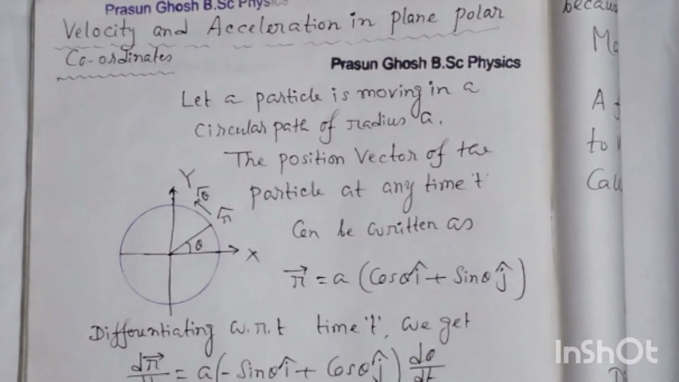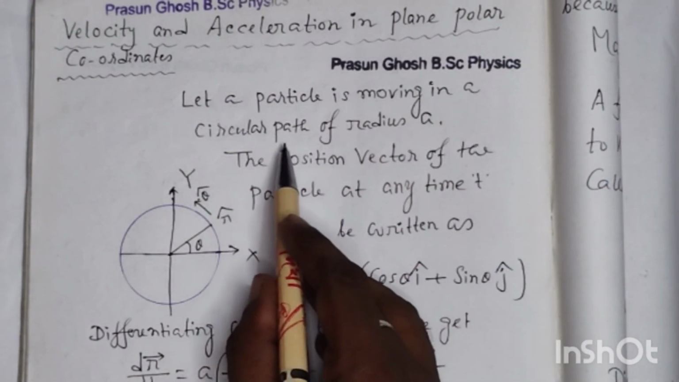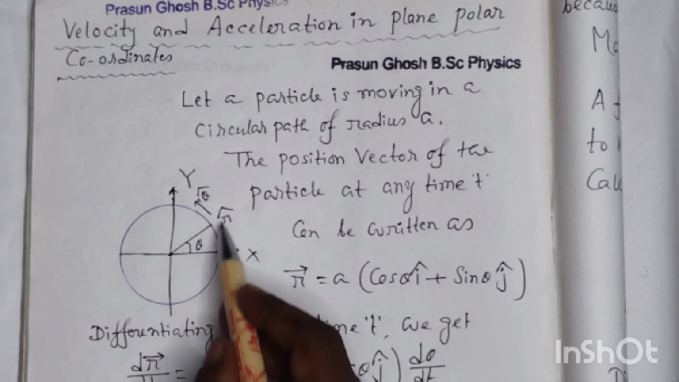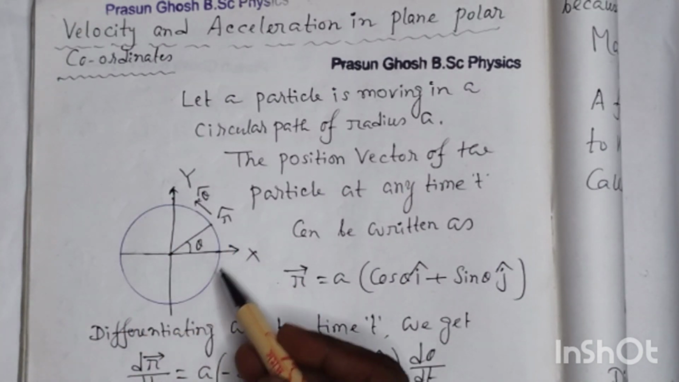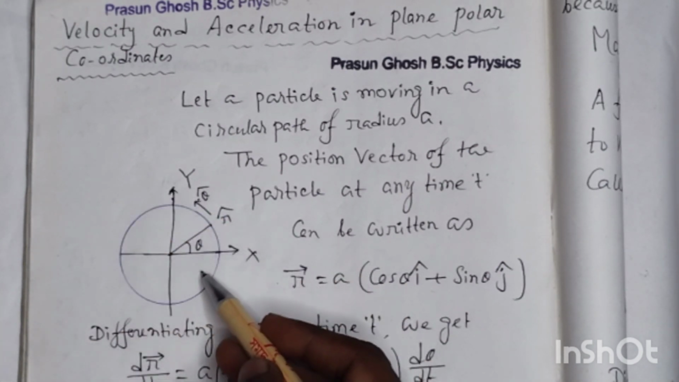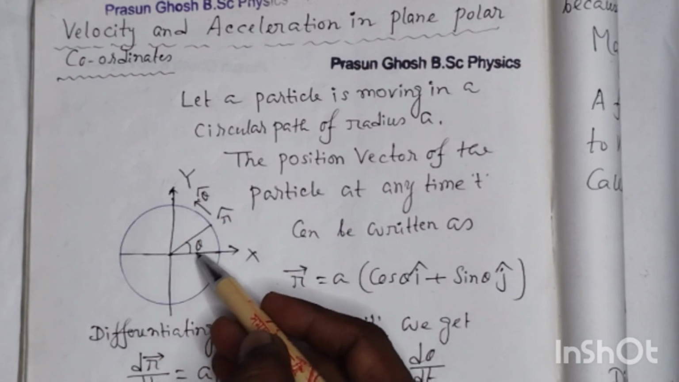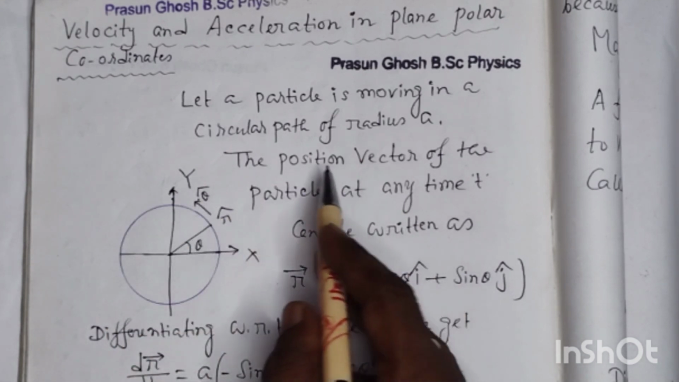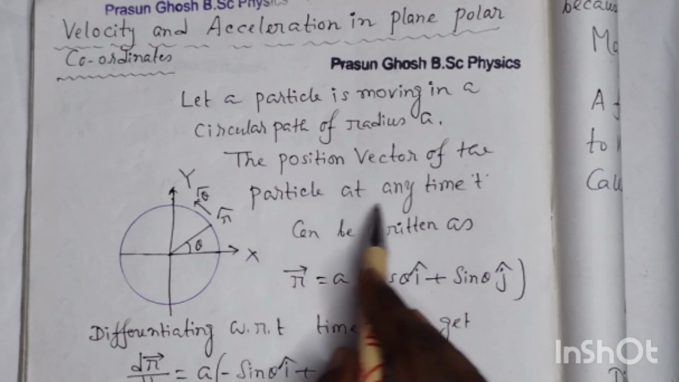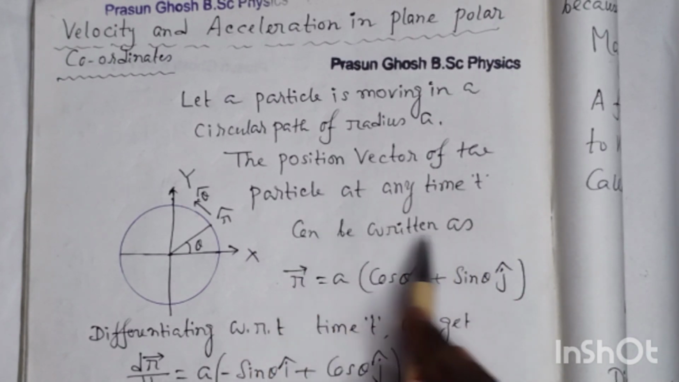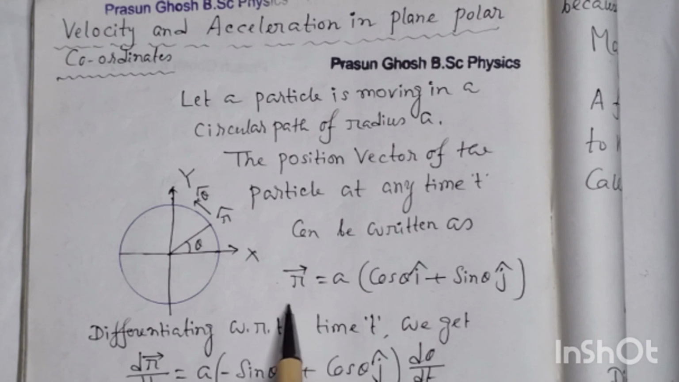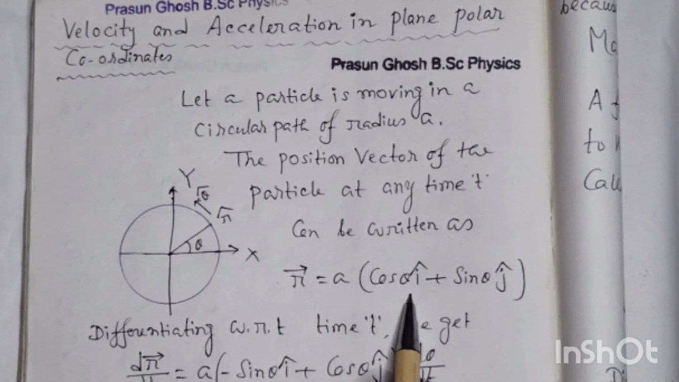Let a particle be moving in a circular path of radius A. The position vector of the particle at any time t can be written as r equal to a cos omega t.